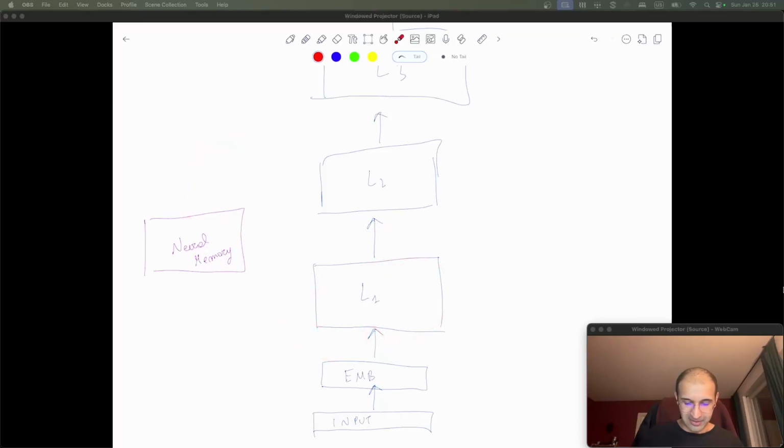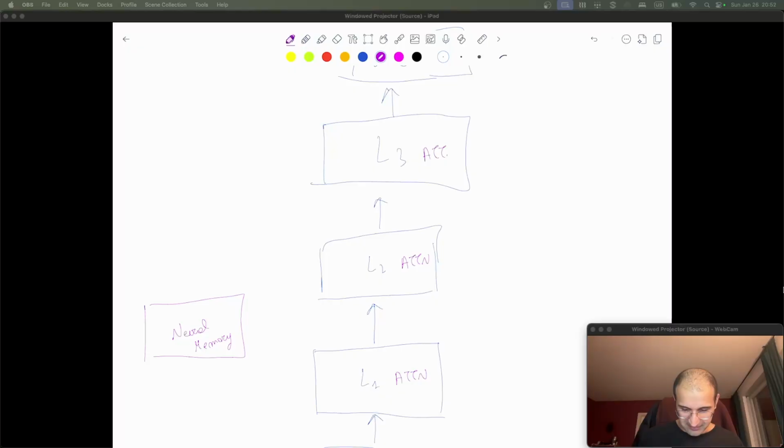So this is, let's call it, an attention layer. So this is an attention layer. This is an attention layer, and this is an attention layer.